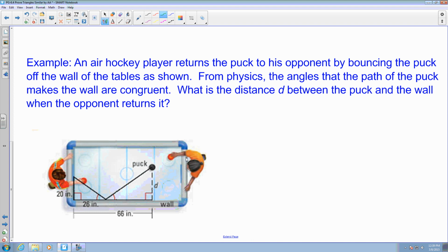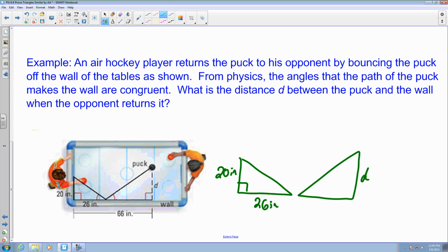Okay. Looking at this example, it says an air hockey player returns the puck to his opponent by bouncing the puck off the wall of the table as shown. From physics, the angles that the path of the puck makes with the wall are congruent. What is the distance d between the puck and the wall when the opponent returns it? So we got these two players and they have this triangle here, and we look at this triangle where it would be 26 inches. This is 20 inches over here, and then this other triangle over here, I got D for a value. This is 90.